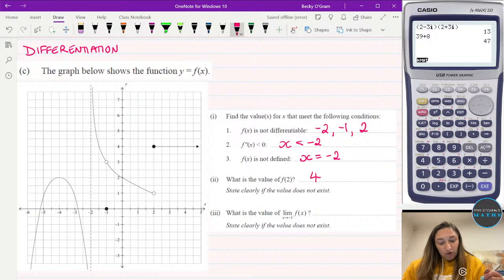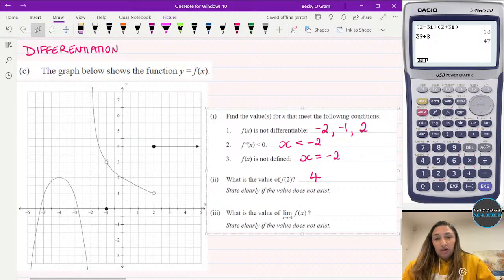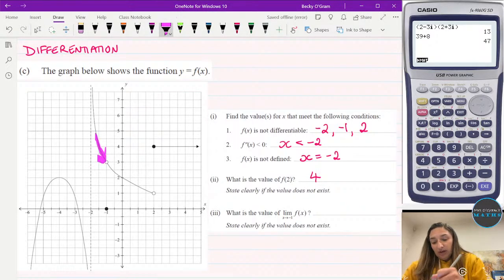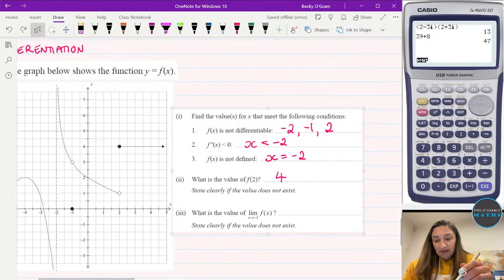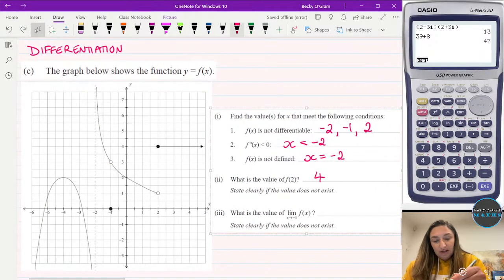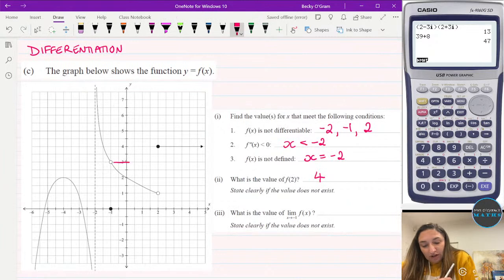All right, last one, what's the limit as x goes towards 1? So if we're approaching 1 from both sides, we're not looking at what happens exactly at 1, we're looking at what happens as we come towards it. So from the left-hand side, we're heading this way. From the right-hand side, also heading that way. So we're heading towards the same point, and it's finite. So what that means is we have got a limit that is just here at 3. So we're heading towards there, the y value at that point is 3.